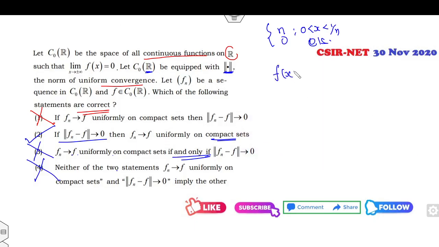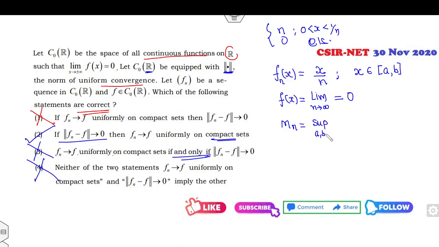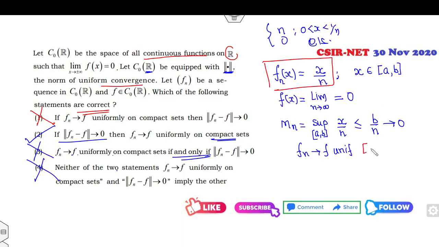Let's say fn(x) is any sequence of functions, say x over n, and x is in [a, b]. Then what is f(x)? What is the limit as n approaches infinity? Clearly it is 0. Fine. Then if you apply the Mn test, the supremum on the compact set of x over n is less than or equal to b over n, and it goes to 0. Fine. So that means Fn converges to F uniformly on this example, uniformly on [a, b].